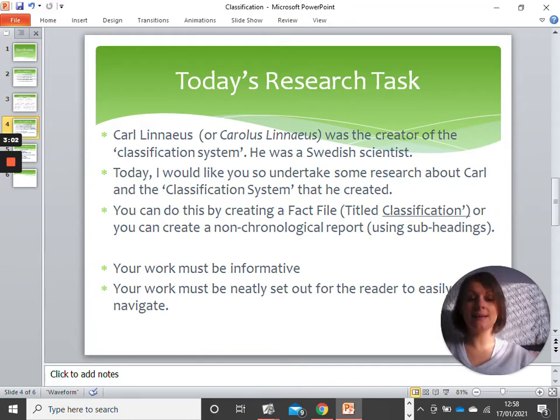So your task today, Year 6, is to complete some research. Carl Linnaeus, or Carolus Linnaeus as he was Swedish, was the creator of the classification system. Today, I would like you to undertake some research about Carl and the system that he created. So you can do this in 2 ways. You can either create a fact file or you can create a non-chronological report. Your work must be informative and it must be set out neatly for the reader to easily navigate.